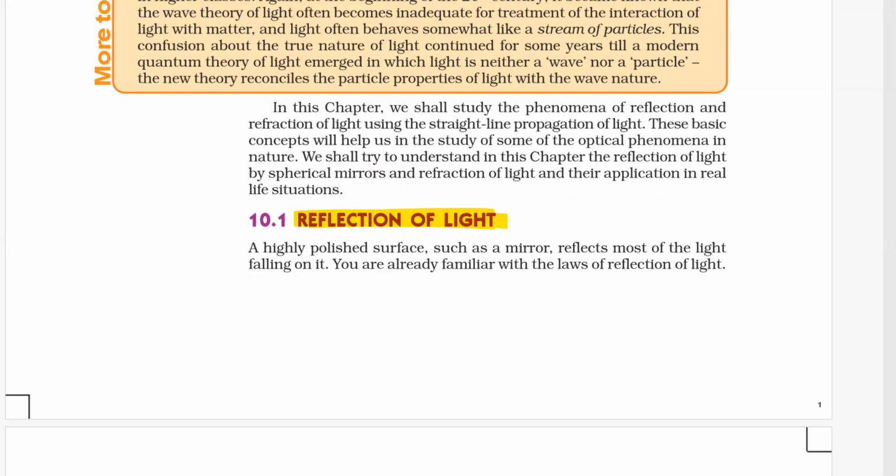Next, after reflection of light, we are also going to see refraction. Refraction means change of medium. Medium means air to water, water to some other medium. So the first part of this chapter is reflection of light.